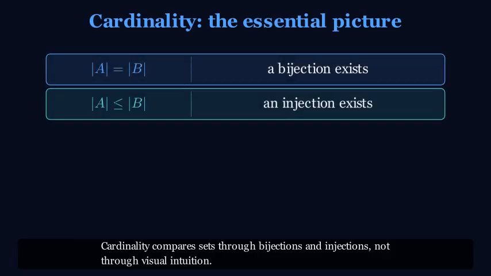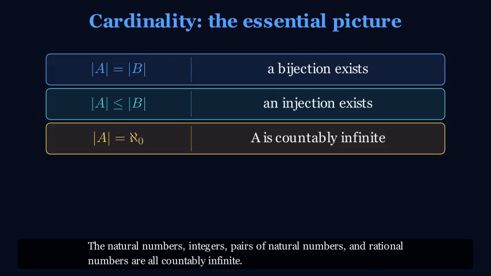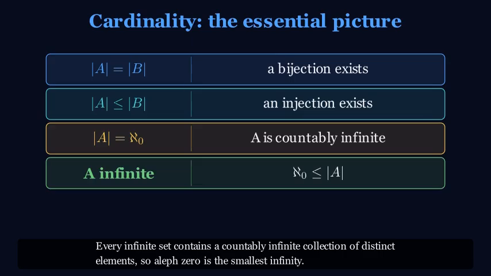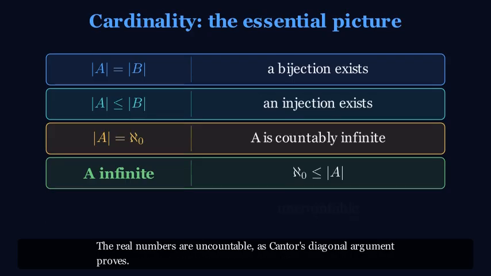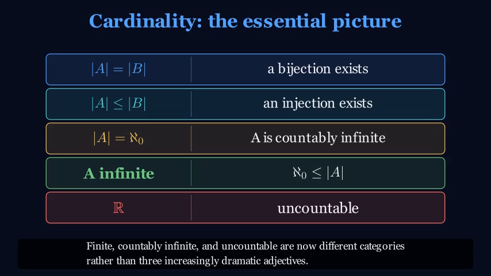Cardinality compares sets through bijections and injections, not through visual intuition. The natural numbers, integers, pairs of natural numbers, and rational numbers are all countably infinite. Every infinite set contains a countably infinite collection of distinct elements. So Aleph-0 is the smallest infinity. The real numbers are uncountable, as Cantor's diagonal argument proves. Finite, countably infinite, and uncountable are now different categories rather than three increasingly dramatic adjectives.